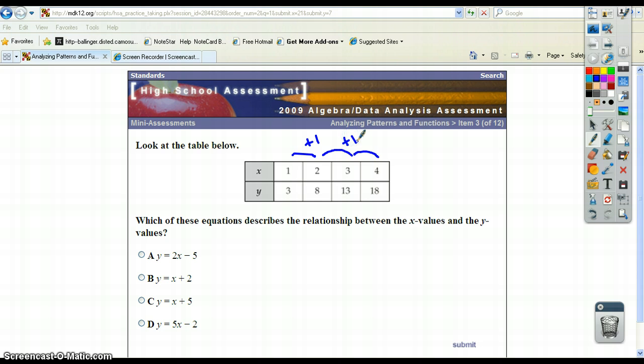And so that means we're going to be able to look at a constant rate of change in our y values. So between 3 and 8, there's a plus 5. Between 8 and 13, plus 5. Between 13 and 18, plus 5. So for every 1 change in x, the y values go up 5, and that is the definition of a slope. And so that leads us to look at answer D for our solution.